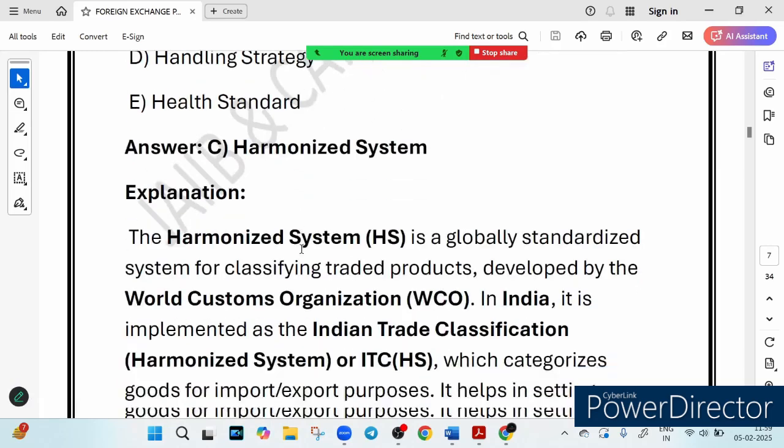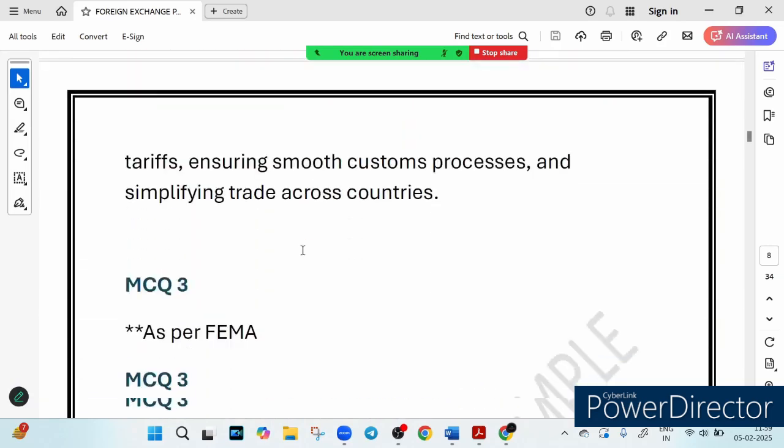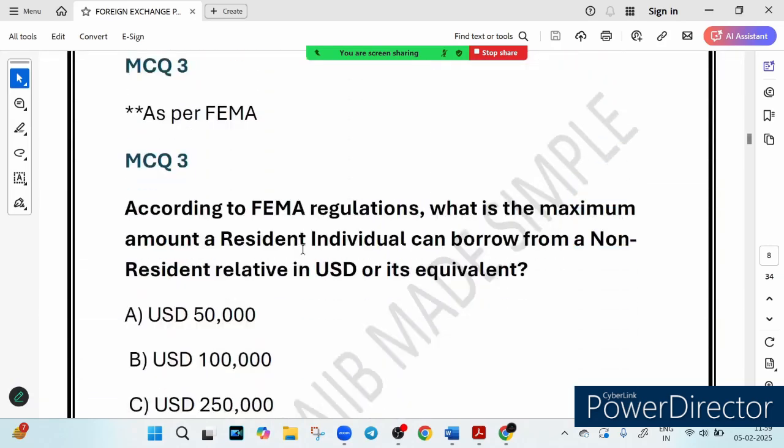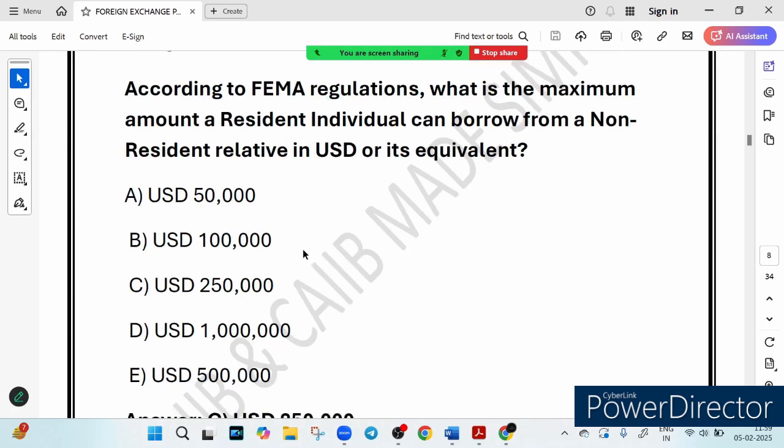Now let's see the next question. The next question is, as per the FEMA regulation, what is the maximum amount a resident individual can borrow from a non-resident relative in USD or equivalent? Very nice question it is. Let's try to go through it.